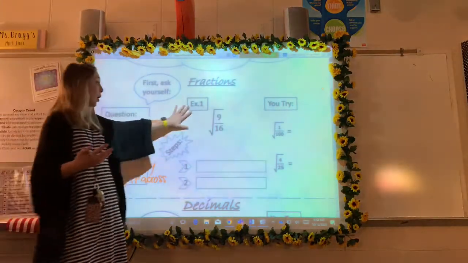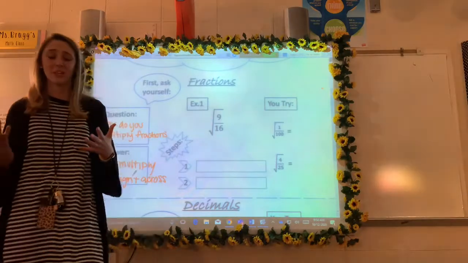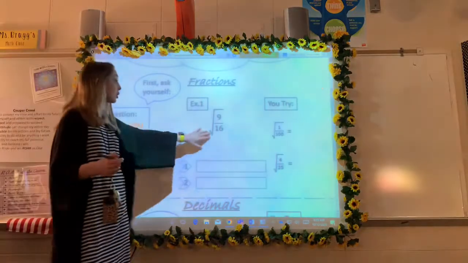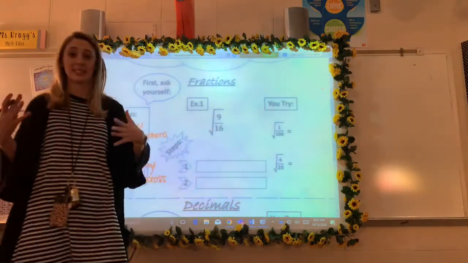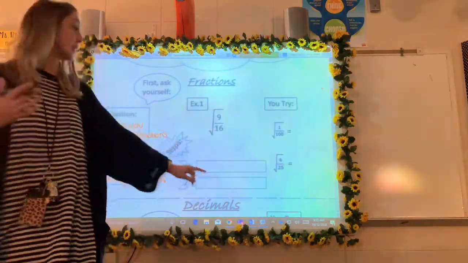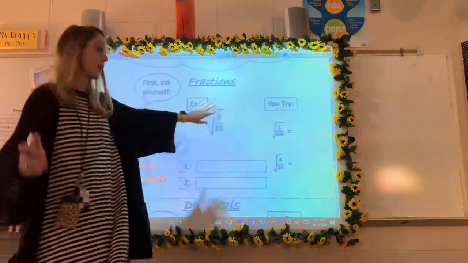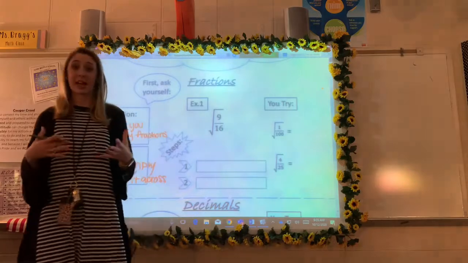So let's just go ahead and look at an example because, like I said, I really think you'll be good with fractions. So first, we're wanting the square root of 9/16, okay? So remember we said when we see this symbol, we want to know what times what gives us the radicand, which is the number inside, okay?